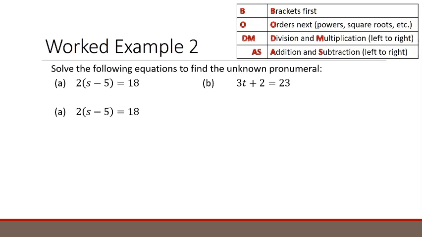The first thing we're going to do is the opposite operation. Now, 2 brackets means 2 times whatever's in the brackets. And so we're going to divide both sides by 2. We do the opposite operation.